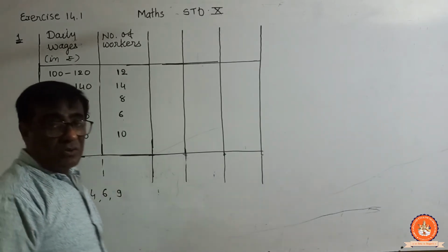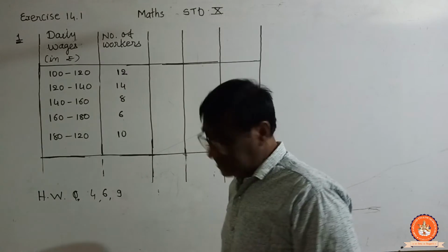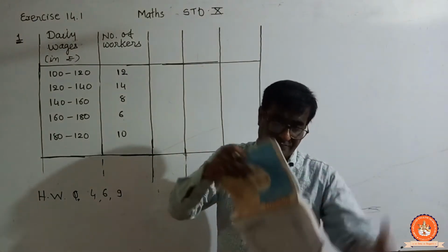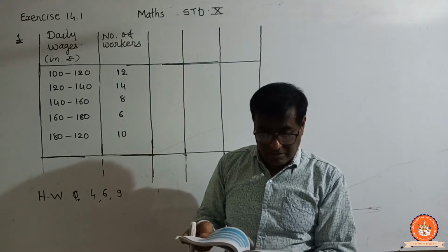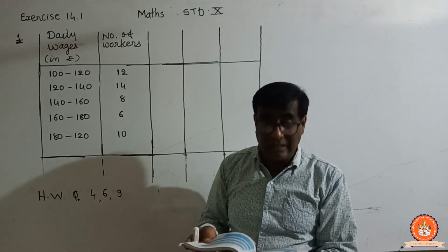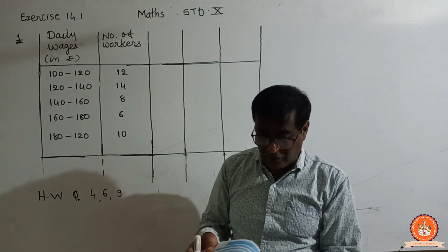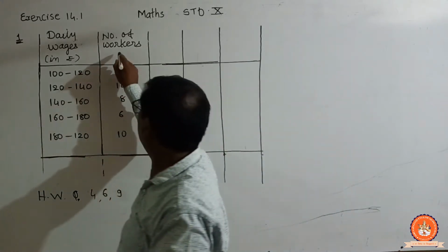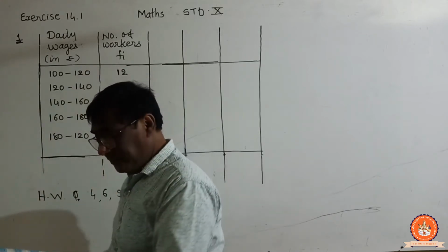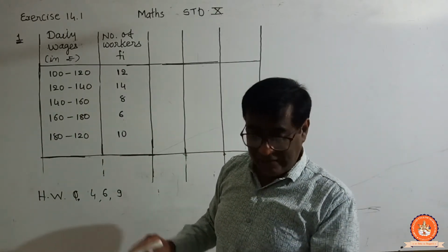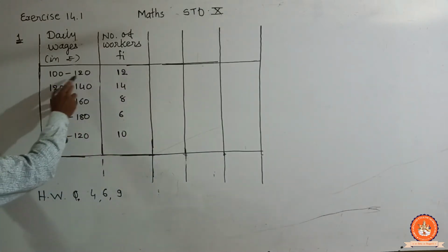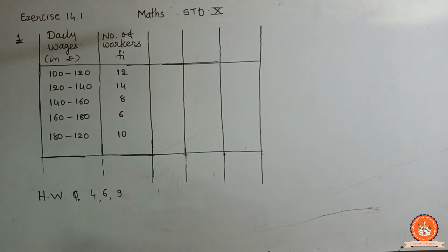Now in question number 2, consider the following distribution of daily wages of 50 workers of a factory. The number of workers is fi. Now the daily wages in rupees is between 100 to 120. So there may be a difference in your book.